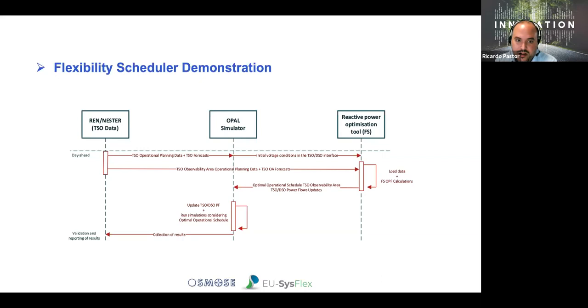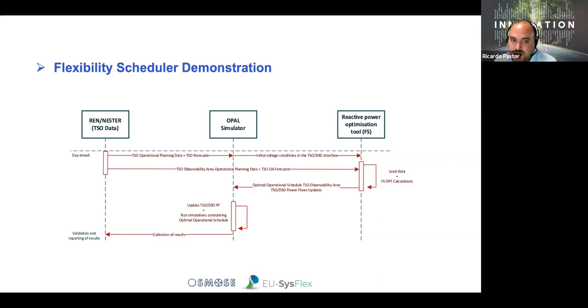So the first step, just to clarify, in this demonstration, R&D Nester will play a little bit the role of the TSO in the lab. So the first step would be to provide some operational planning data and the TSO forecasts to the simulator, to perform the operational planning at the TSO level. This information will also be shared with the distribution side, in this case the flexibility scheduler, which receives the TSO observability area planning data and the TSO observability area forecast as well.